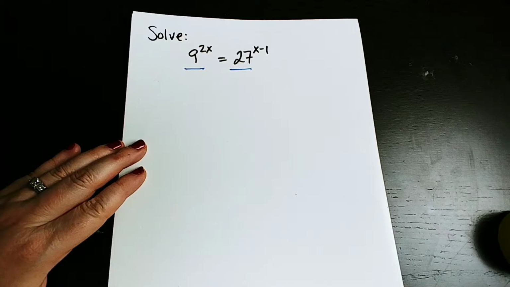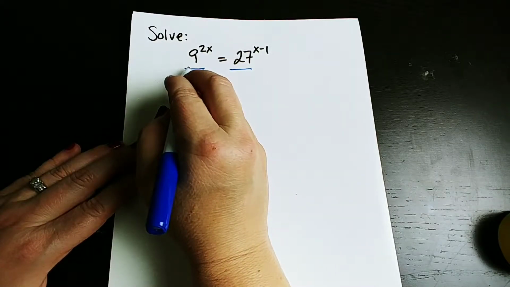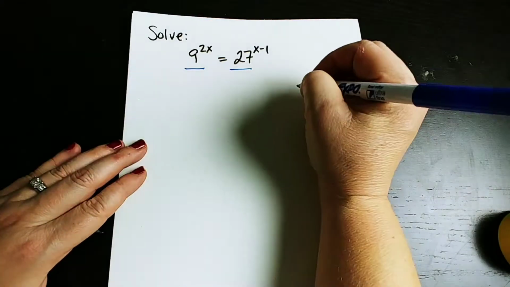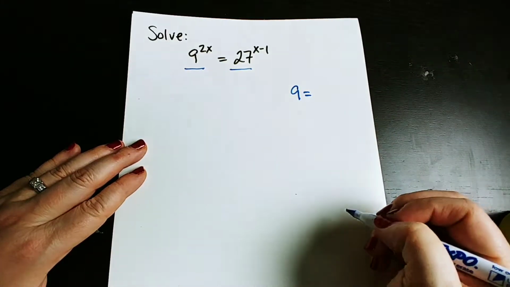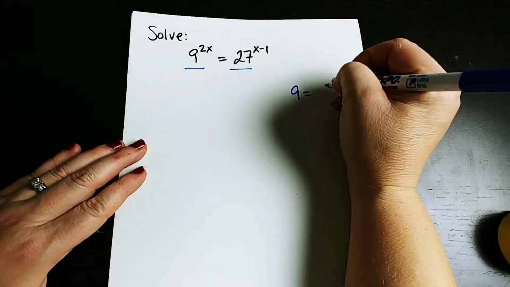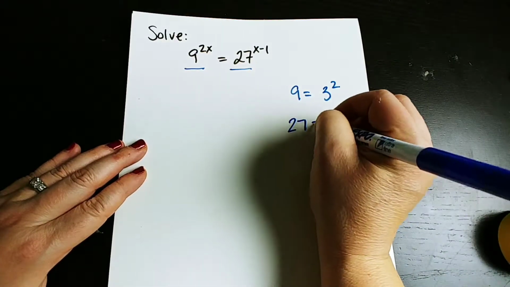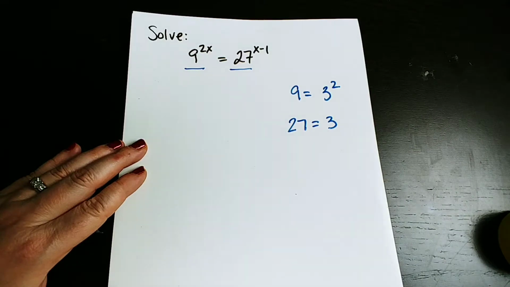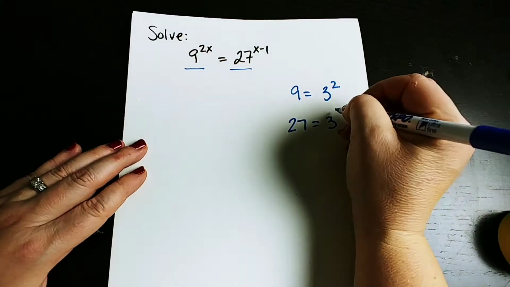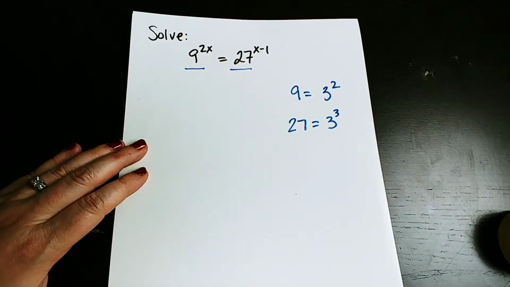If I could write these bases differently, if I could rewrite them with the same base. So if I could write 9 as 3 squared. Okay, well, all right then. Can I write 27 with a base of 3? Because then my bases would be the same. So yeah, I can. 3 cubed is 27. 3 times 3 is 9, times 3 again is 27. So I can avoid logs in this problem by rewriting the 9 and the 27 with the same base.